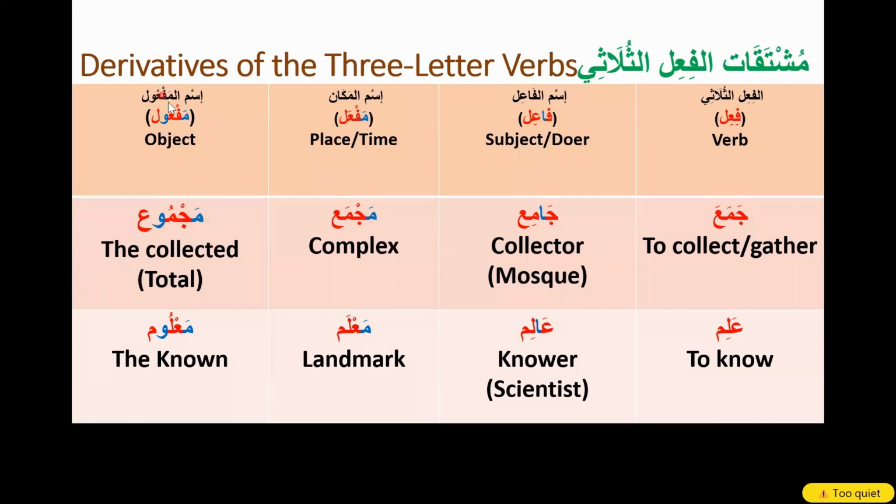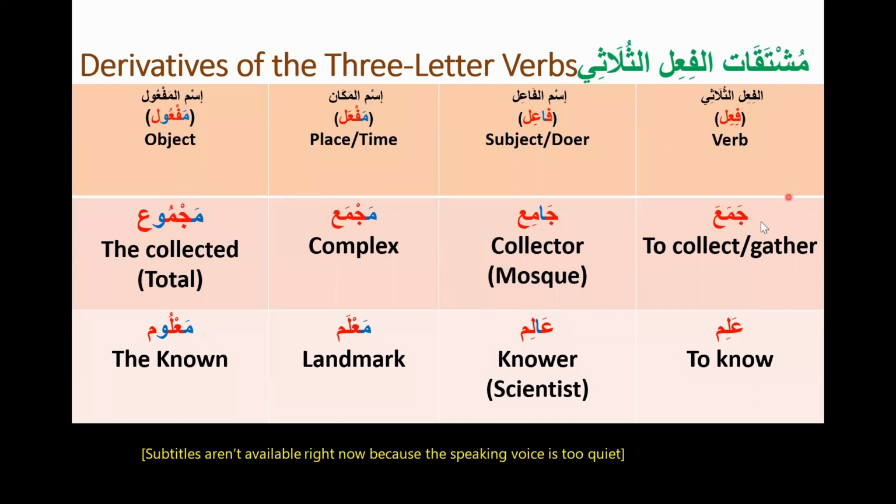In order to form the object, you need to add meem at the beginning of the three-letter root, and you also have to add waw before the end, after the ain and before the lam. So if this is our scale, we add meem at the beginning and we add waw after the ain, and that's exactly what I did here. Maf'ul. And we still have our fa'ala in red, and the blue is just what we added all across.